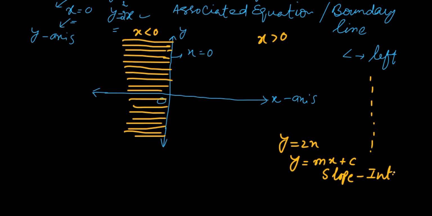You know well the slope intercept form of a line. In this equation, c represents the y-intercept. The y-intercept means the point where the line cuts the y-axis. So here, this equation can be written as 2x plus 0. It means our y-intercept c is equal to 0.